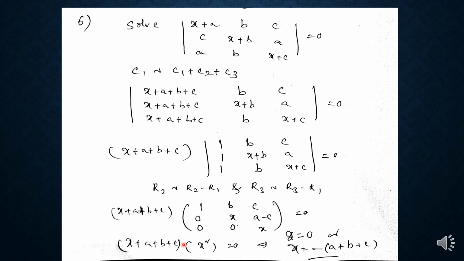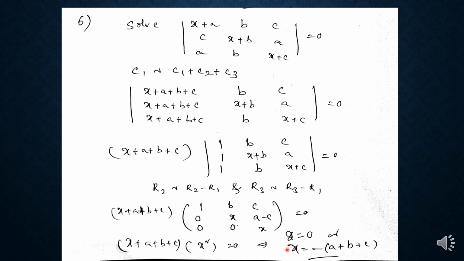Now by expanding this determinant by the first column, x plus a plus b plus c into 1 into x square minus of (a minus c) into 0, that is 0. So that is equal to 0 because here two zeros are there. So by expanding through this first column, we will get like this. Then x plus a plus b plus c into 1 into x minus 0 into (a minus c), that is 0. Minus 0 into something is 0. Plus 0 into something is 0. So x plus a plus b plus c into x square is equal to 0.